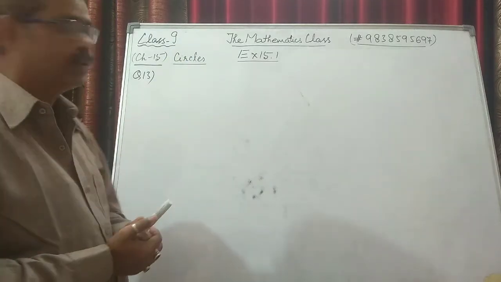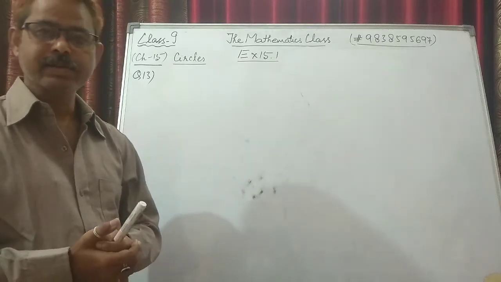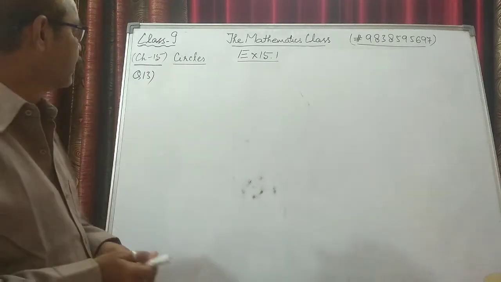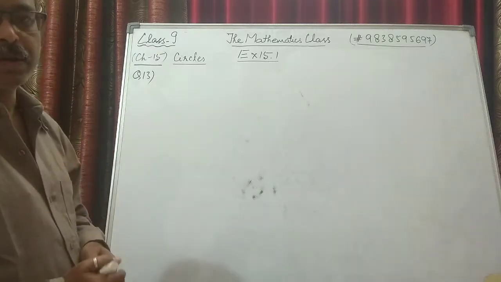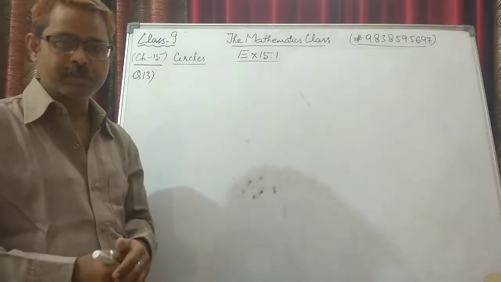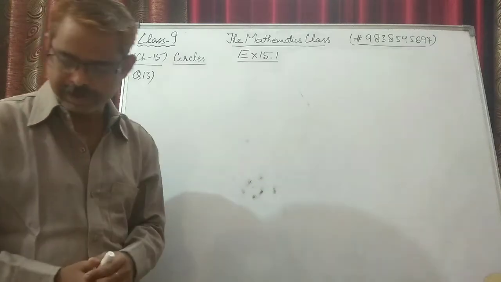Chapter 15, that is circles, and we are following the book Understanding ICSE Mathematics by M.L. Agarwal. In the previous class we have done up to question number 12. Now our next question is question number 13. I'll read out the question and according to the question I'll draw the diagram.